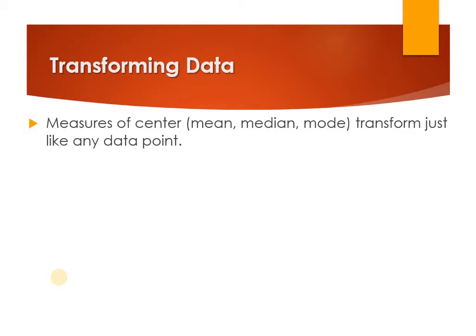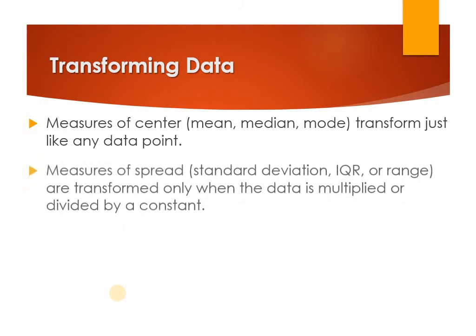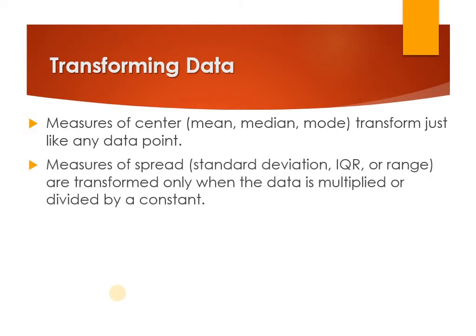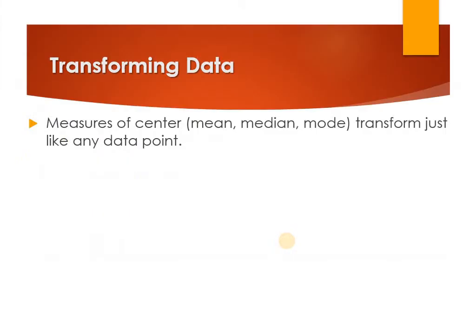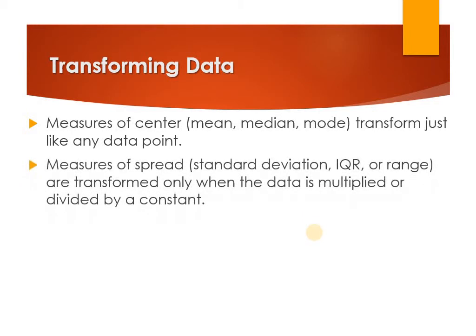Is that going to change my center if I multiply? Is that going to change my spread? Yes. Okay. So the multipliers do affect measurements of spread. Locations, mean, median, mode. Even if I wanted to talk about quartile 1, where is it going to be? Quartile 3. Any location is affected by everything. But only the spread is limited to the multipliers.